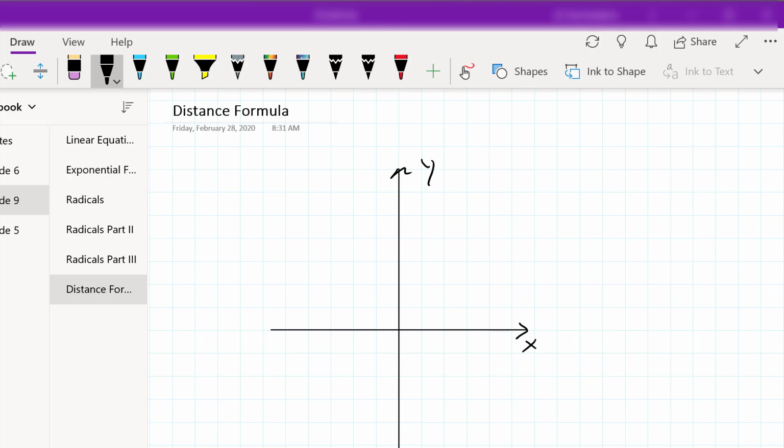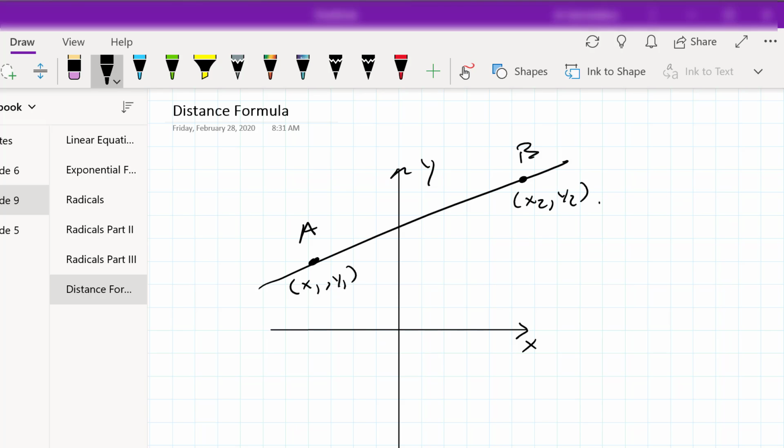Suppose I have a graph xy as follows and I draw a line like this. And I have a point A here and a point B here. And the point A has coordinates x1, y1, and B has x2, y2. And the question is, how do we find the distance between these 2 points? This distance right here, we can call D.